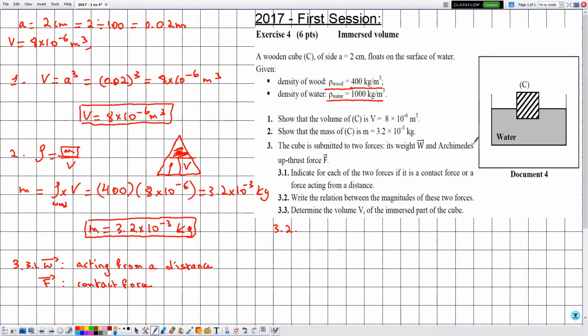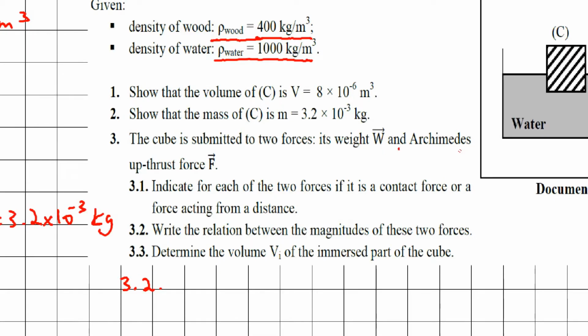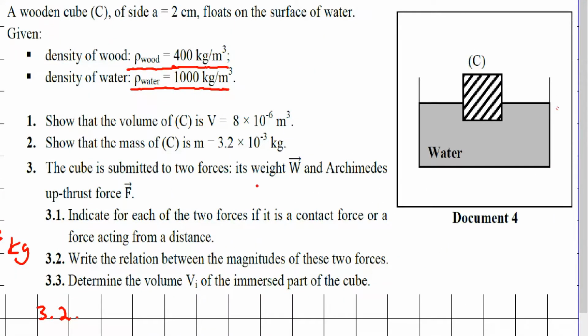Now just a side remark, here they are telling me the weight. So this is the weight vector W. Now here, because we have a liquid which is water, then we have two weights. We have the real weight and we have the apparent weight.